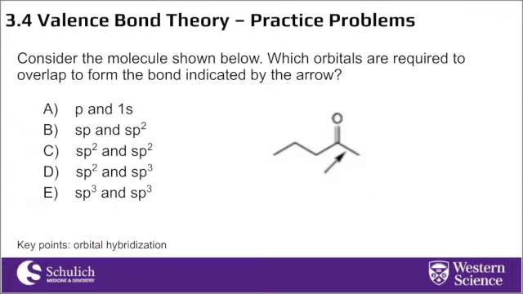So I included a practice question here for you guys. If you want, you can pause the video and practice it before I go over the answer and the process on how to solve this. So it's asking, consider the molecule shown below, which orbitals are required to overlap to form the bond indicated by the arrow. So that's this bond here that we're looking at.